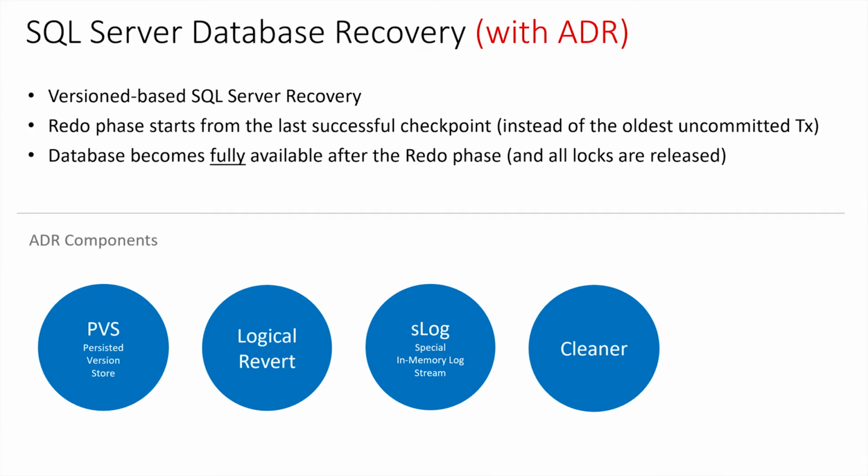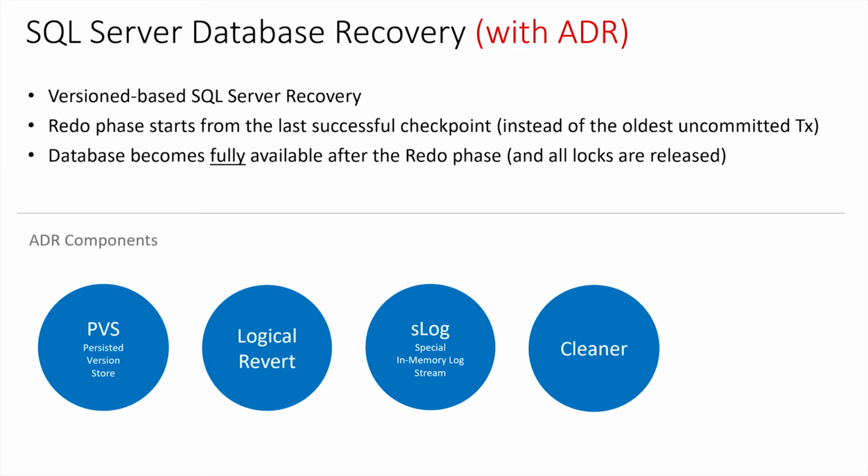These are the four components. I'm not going to go into them in great detail, just to set the context. First, the persistent version store, or PVS. Think of it as a replacement for the current tempdb version store. Instead of going to the tempdb version store for all the versions, we have implemented PVS that sits under the database itself. Currently there is one tempdb version store for all the databases, meaning that if one generates a lot of versions, the rest of the databases are impacted as well. By separating that, we provide resource isolation and better management of the versioning system.